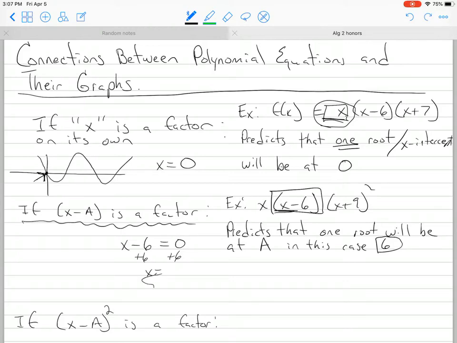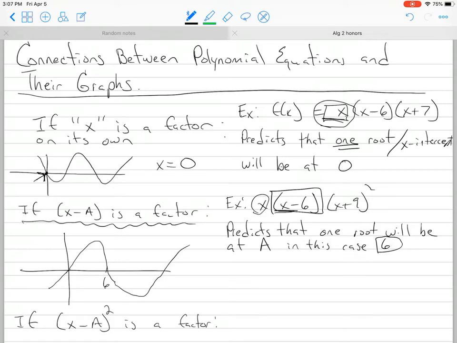So that means in this particular situation, I know I'm going to have an intercept at 0, and here I'm also going to have an intercept at 6. And then something else is going to happen. Because to find my root, I need x to be 6 for this to turn into a 0.